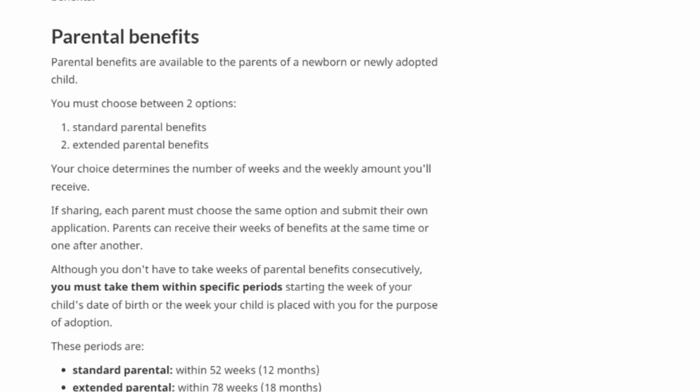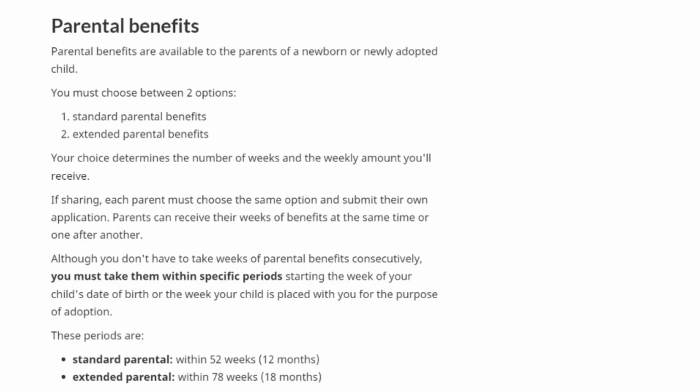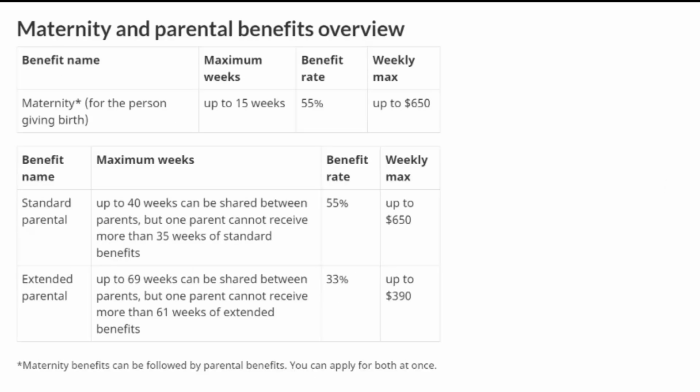Although you don't have to take weeks of parental benefits consecutively, you must take them within specific periods starting the week of your child's date of birth or the week your child is placed with you for the purpose of adoption. These periods are: standard parental, within 52 weeks, 12 months; extended parental, within 78 weeks, 18 months. Before you apply, consider carefully whether standard or extended parental benefits are better for you. Once a parental benefits payment has been made for the birth or adoption, the option, standard or extended, can't be changed.